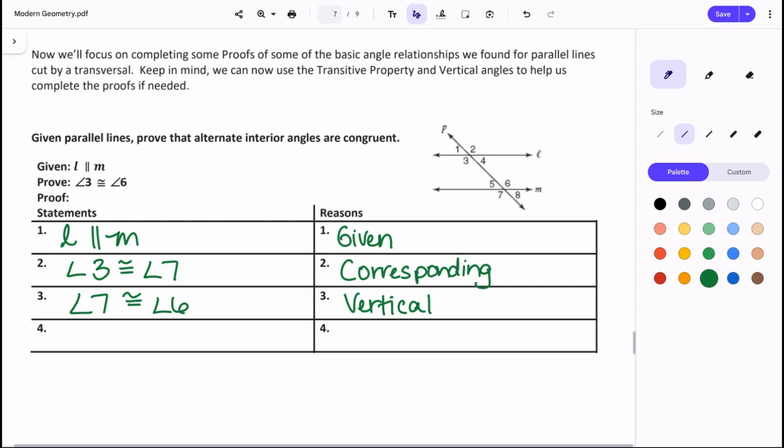Transitive. Okay? Again, think about what we said. Let's pretend 3 is Keegan, 7 is Morgan, and 6 is Maddox. Because they both are common to angle 7, or they're both common to Morgan, we can skip over her. And we can say that these two are equal to each other, or in this case, congruent. So we can skip over angle 7, and we can say angle 3 is congruent to angle 6 because of what Parker said, transitive. Do we have questions on how that worked?